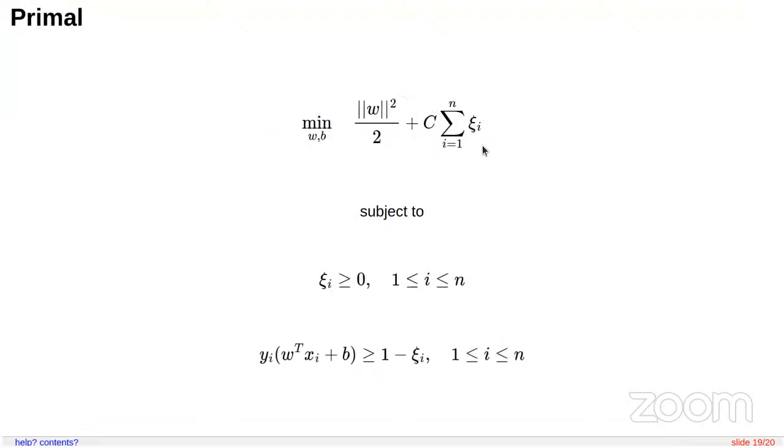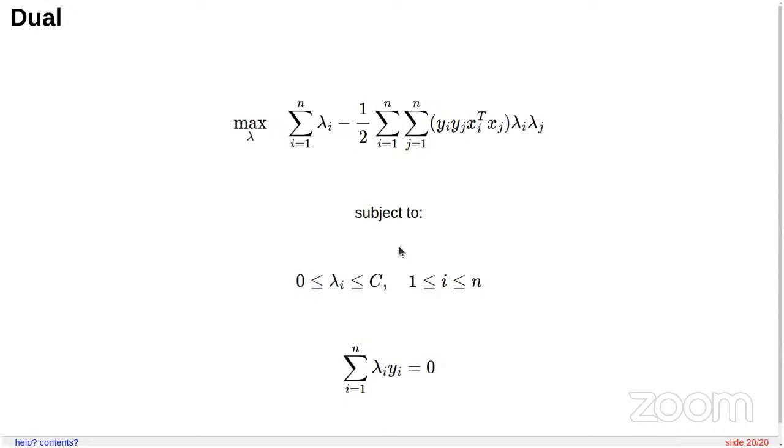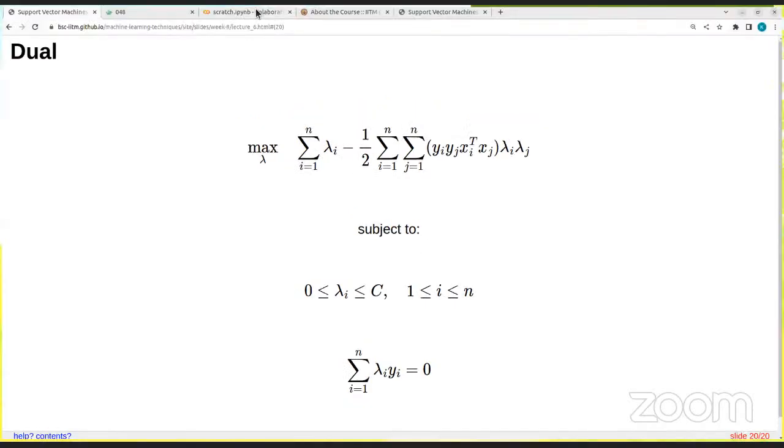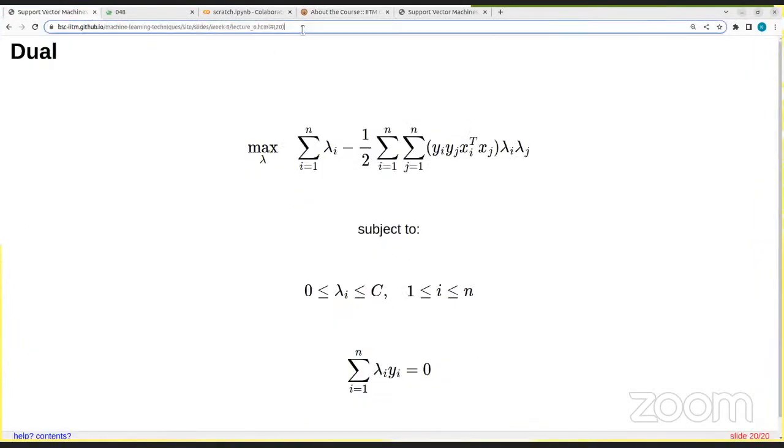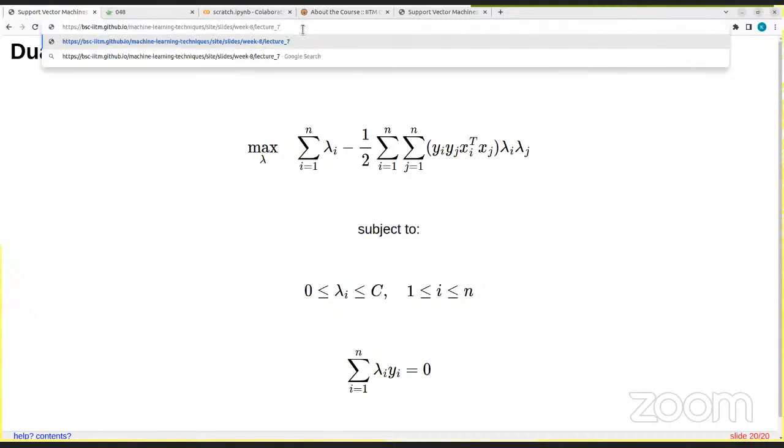Okay, so this is again a constrained optimization problem. This is a convex problem. You can convert it into the dual form, right? We are not going into that because that's not needed currently for our course. Okay, so this is the formulation of the soft margin SVM.